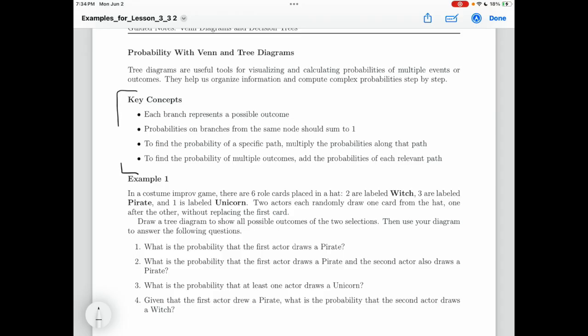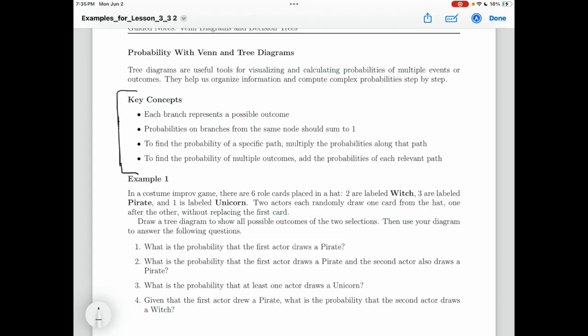So some key concepts with tree diagrams. Each branch represents a possible outcome. The probabilities on branches from the same node should add to 1, and that will make sense when we go through our example. I'll point that out to you. It's going to make more sense once you see the actual example.